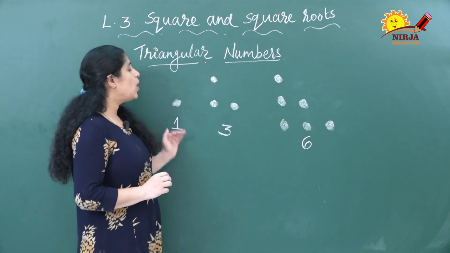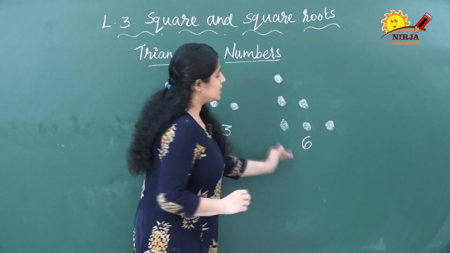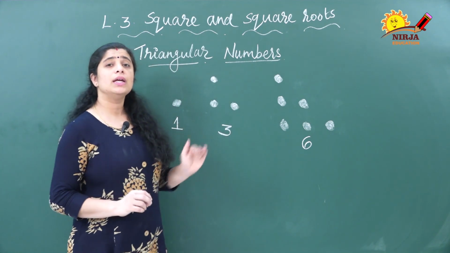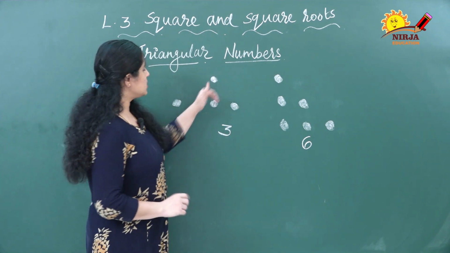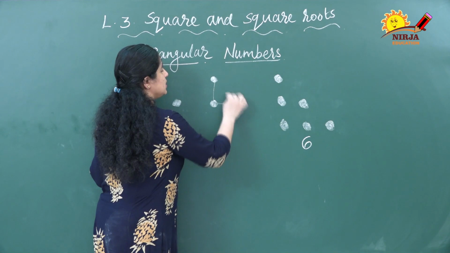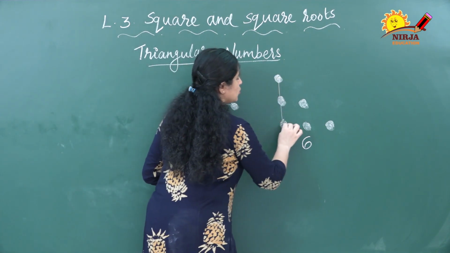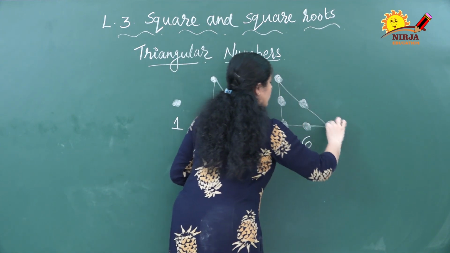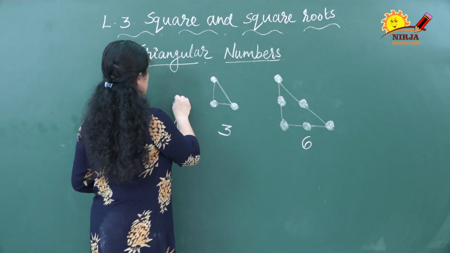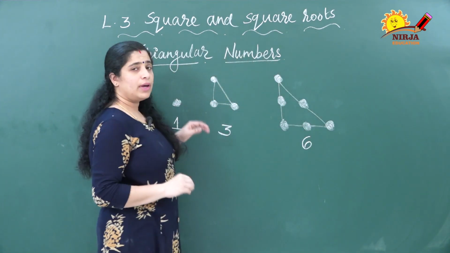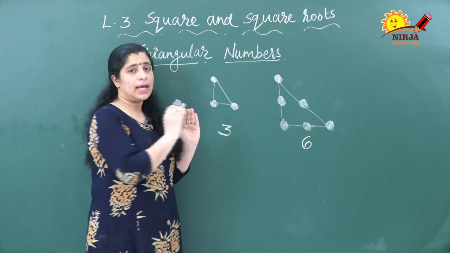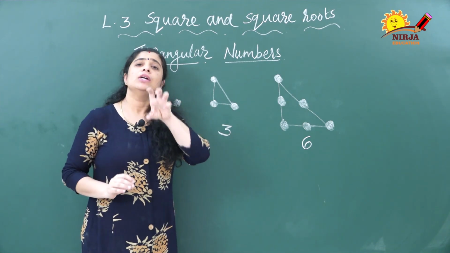I have written here 1, 3, 6, etc. These can be represented in the form of a triangle. Here see this one, 3, it is in the form of a triangle. Here also 6 you can represent in the form of a triangle. Here also, this point can be considered as a triangle.